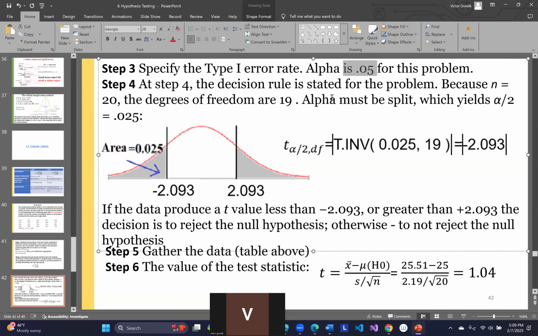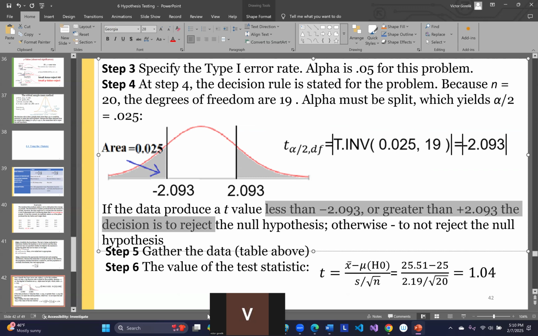Step 4. The decision rule. Because n equals 20, the degrees of freedom are 19. Alpha must be split, which yields t critical equal to T.INV of 0.025 and 19, which equals 2.093. So, if the data produce a t-value less than minus 2.093, or greater than plus 2.093, the decision is to reject the null hypothesis. Otherwise, do not reject the null hypothesis.